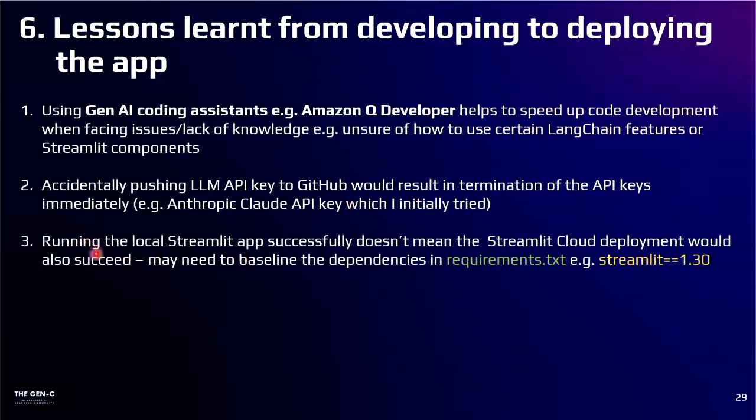I also found out that if your Streamlit app works locally, it doesn't mean the cloud deployment will work. Take for example the Chroma DB for the document chat. It worked locally, but it didn't work when I deployed the Streamlit app to the cloud. So I needed to make some changes, like adding certain libraries to make it work. You may also need to pin certain dependencies in the requirements.txt. For example, you need to set the Streamlit version to 1.30.